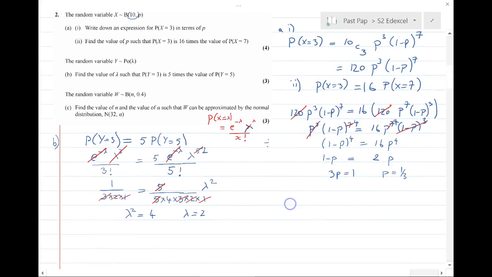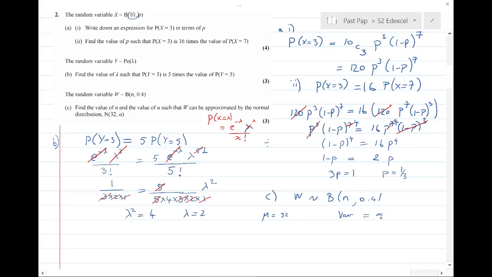Now for C, and again another little bit of just calculations to do with no context. We're told that we've got a binomial with n and 0.4. It says find a value of n such that it can be approximated to the normal distribution. Well, all we need to do really is, because the mean is equal to 32, and the variance is equal to alpha.